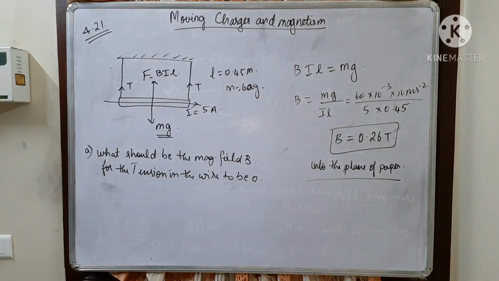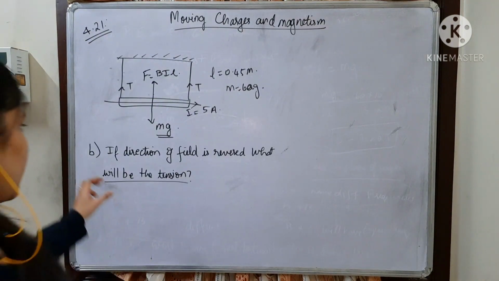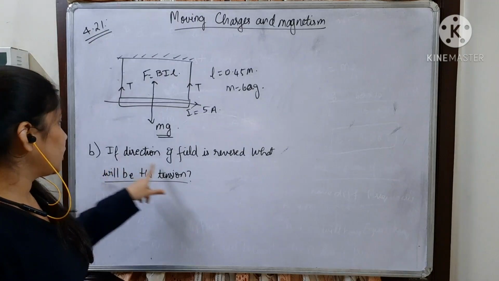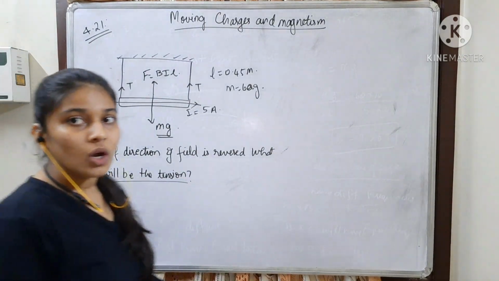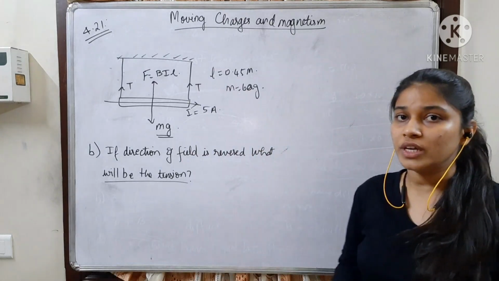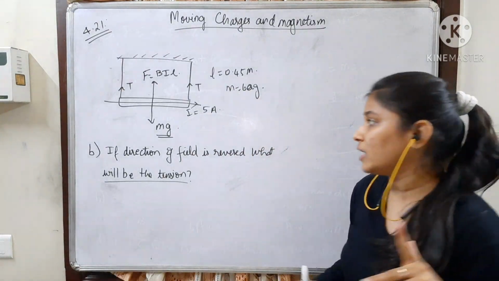We will see what the second half is now. The second half of the question is: if the direction of the field is reversed, what will be the tension in the wire? When we reverse the direction of the field, how will we place our Fleming's left hand?